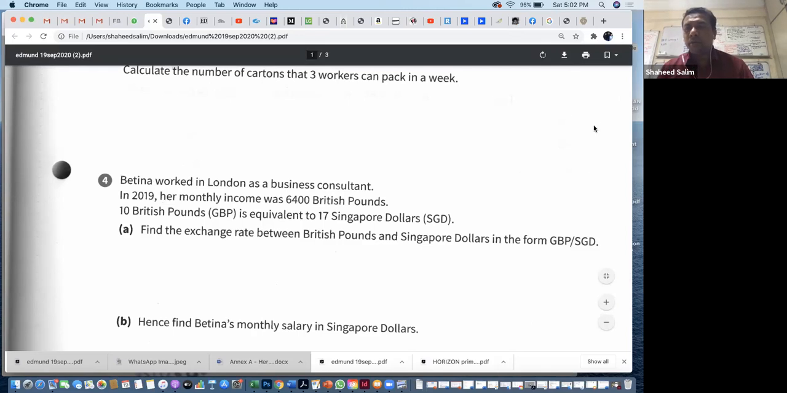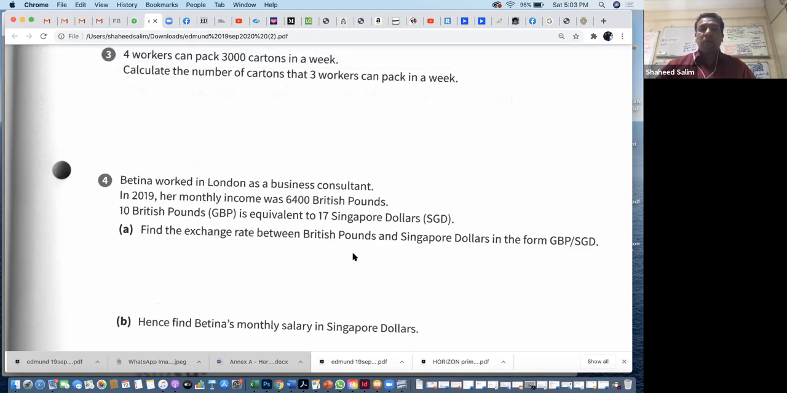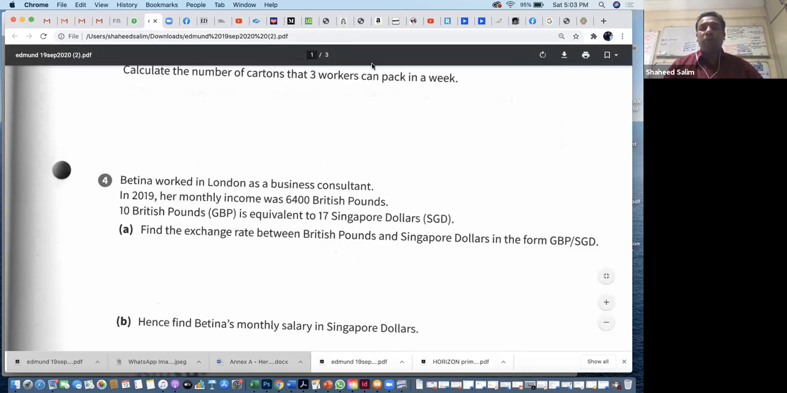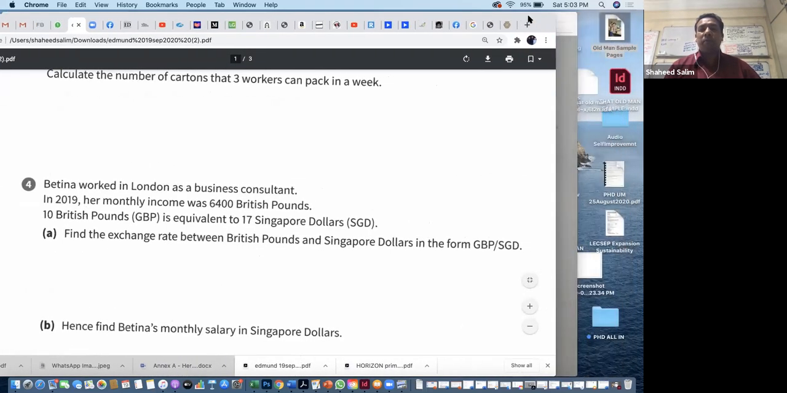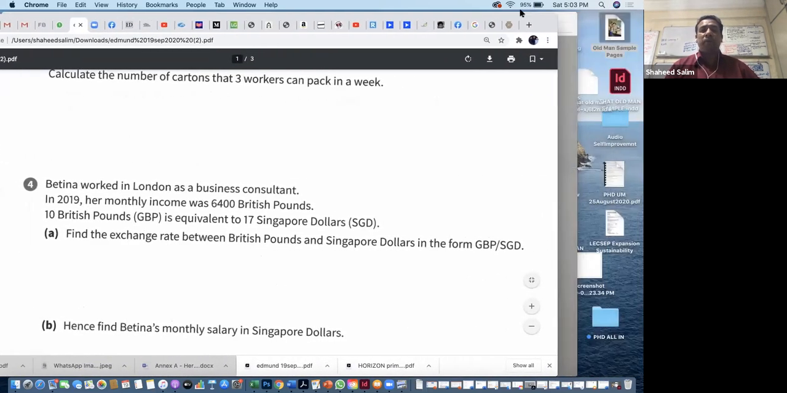I cannot hear you. Can't hear you. So there's one way of doing it. Okay. Or you can just change, very simple. What is 1 British pound? You find out what is 1 British pound. And then you'll be able to do it.